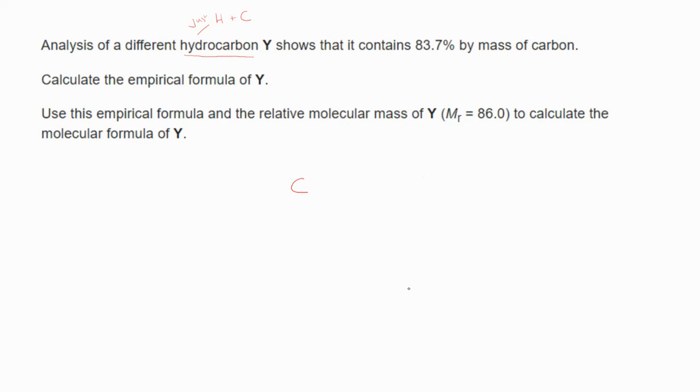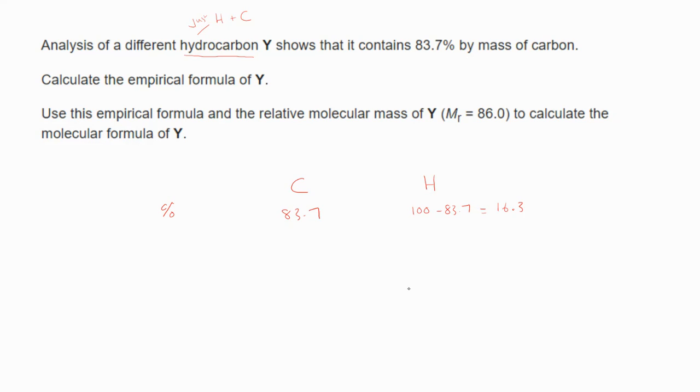So I just write down my 2 elements that we're interested in. And the first thing I do is write a percentage down. Now, sometimes I'll give it you in grams, sometimes I'll give you a percentage. It doesn't matter. You can just use the same data. So carbon is 83.7 and hydrogen is 100 minus 83.7 because it's got to add up to 100% and it says it only contains hydrogen and carbon. So 100 minus 83.7 is 16.3.